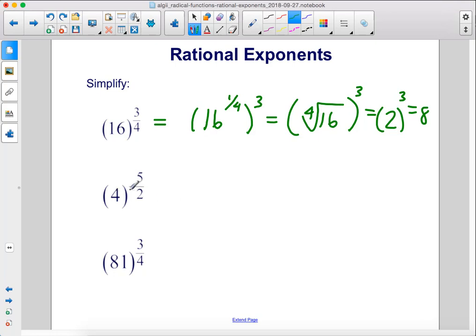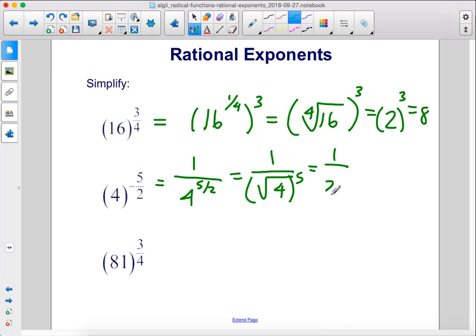Here we have a negative exponent, so in order to make that positive, we're going to make this 1 divided by 4 to the 5/2 power. So let's deal with this root first. The second root is the square root. So we have 1 over the square root of 4 raised to the 5th power. The square root of 4 is 2, so we have 2 to the 5th power, or 1 over 32.